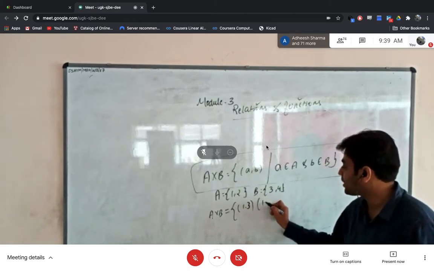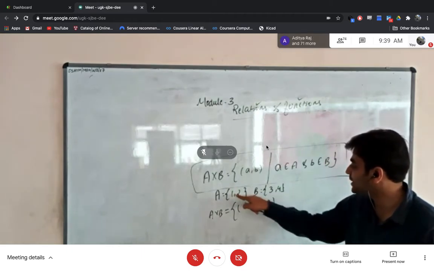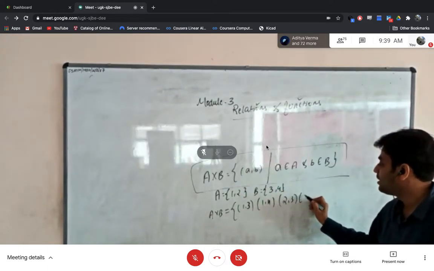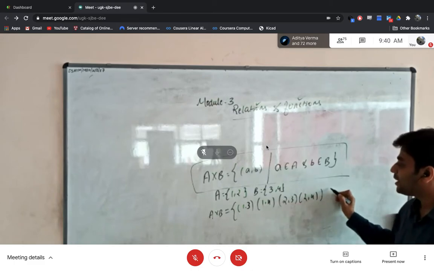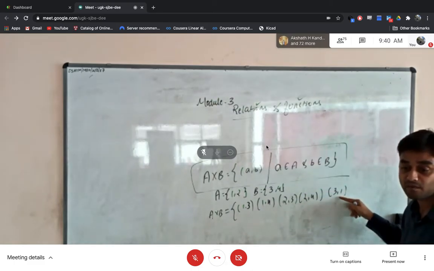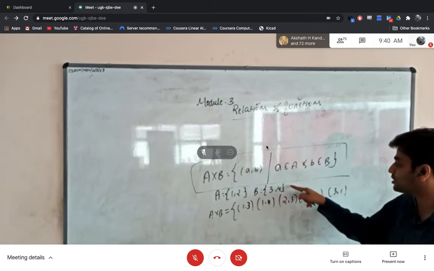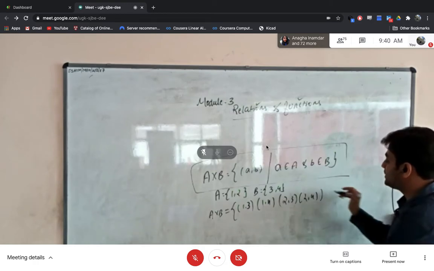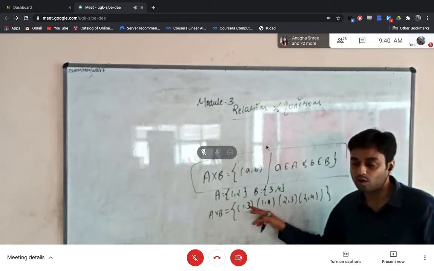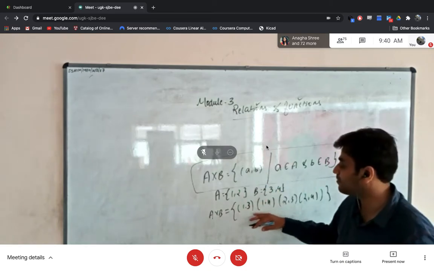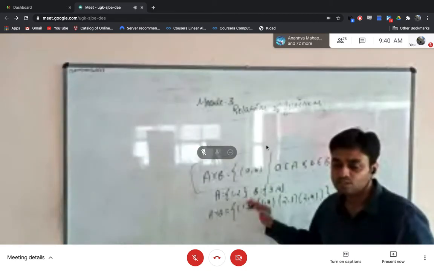Similarly, can I write 1 comma 4? Yes, because 1 belongs to the set A and 4 belongs to the set B. It is valid. Similarly, I can write 2 comma 3 and 2 comma 4. But can I write 3 comma 1? I cannot write 3 comma 1. Why? Because 3 is an element that belongs to the set B and 1 is an element that belongs to the set A. So these are the only 4 valid ordered pairs. I have to include all the ordered pairs when I am finding the Cartesian product.